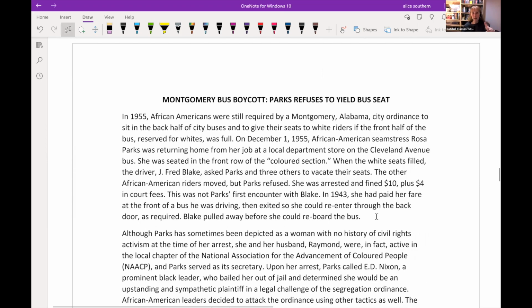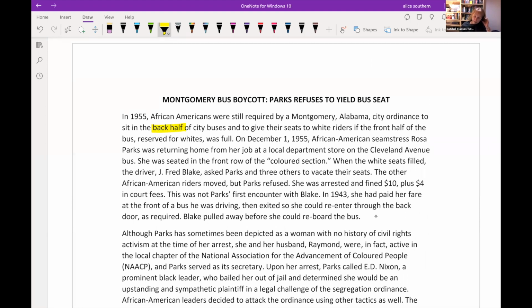Now, you may have heard this. It's probably the most famous in popular culture. So in 1955, African Americans were still required to sit at the back of city buses to give their seat to white riders in the front half of the bus.